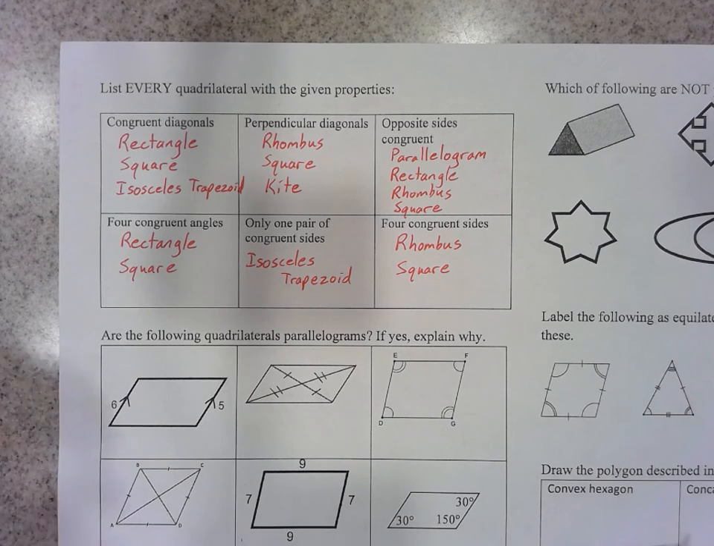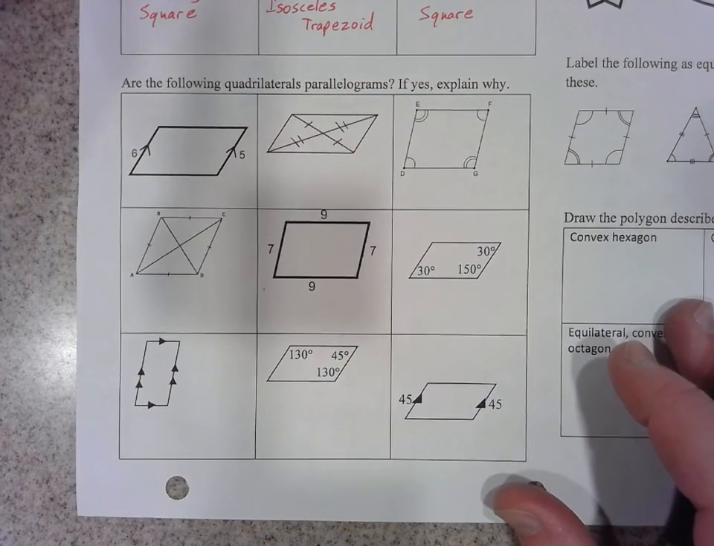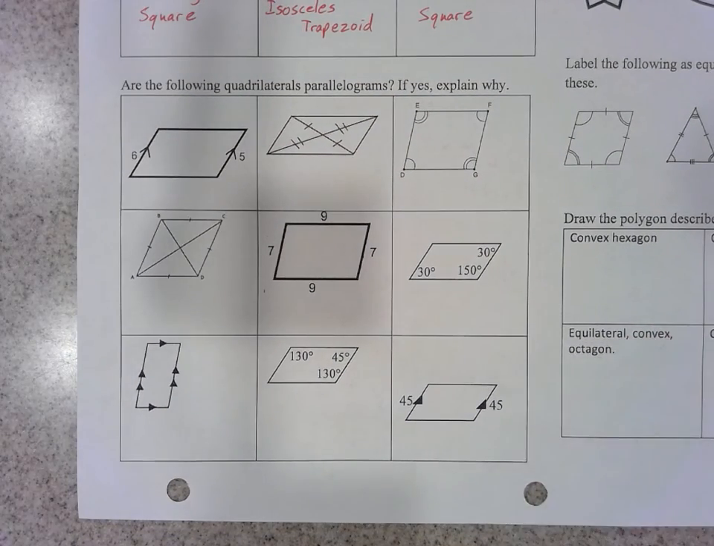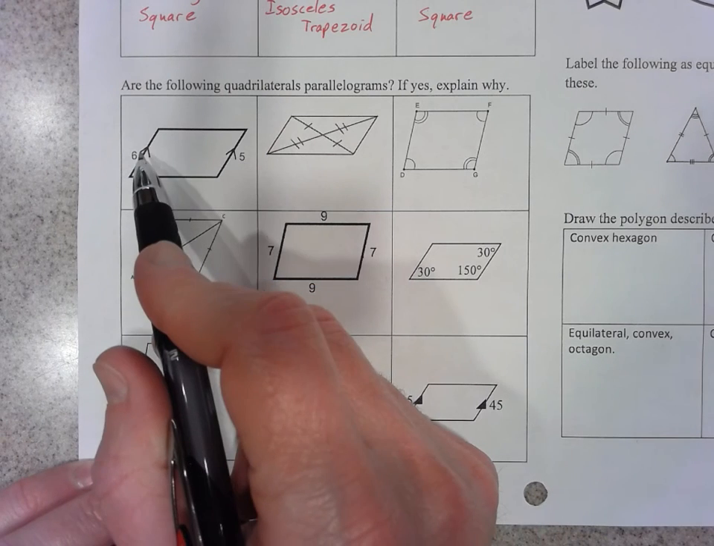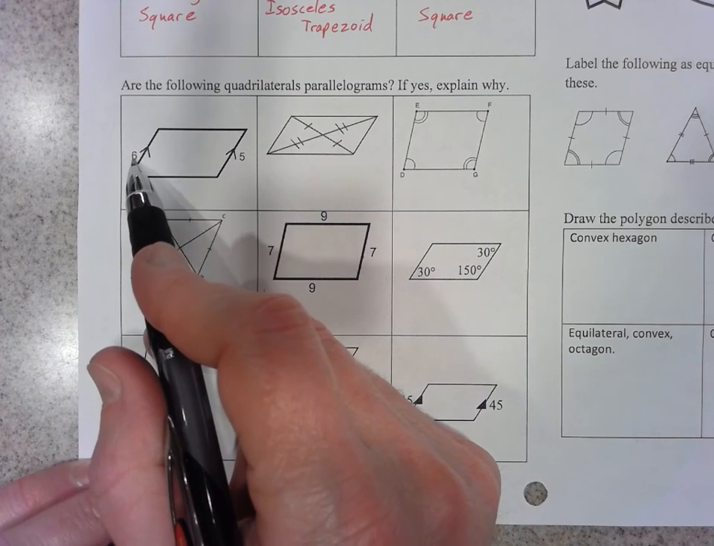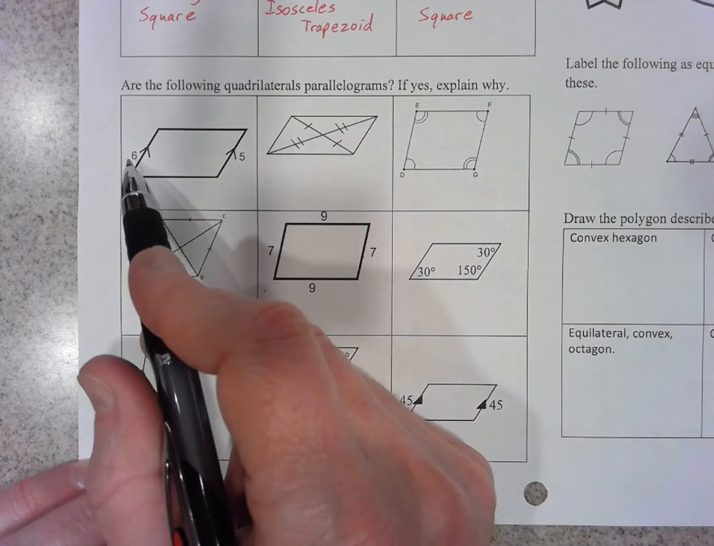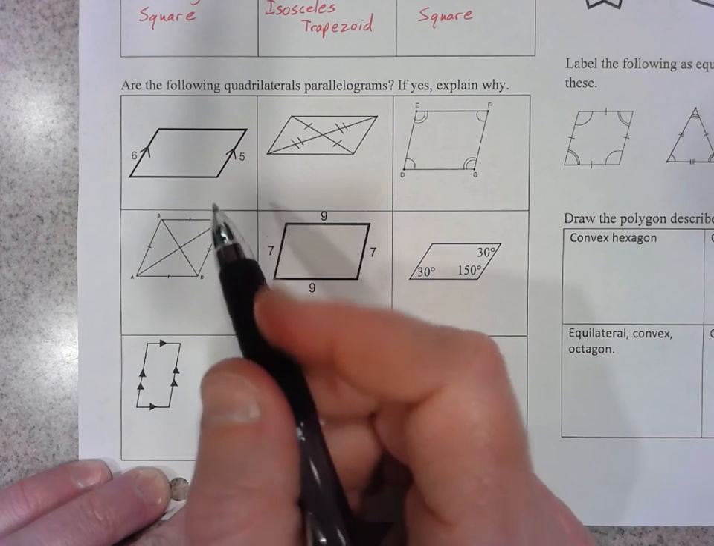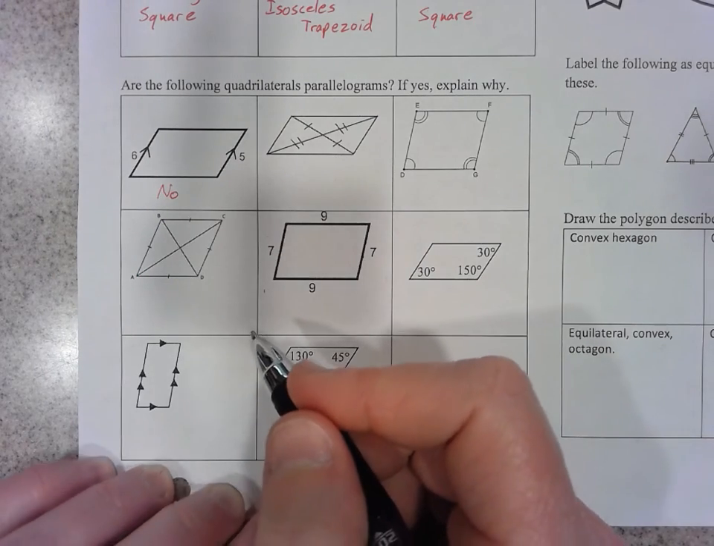Right, next set. Are the following quadrilaterals parallelograms? If yes, explain why. So in this first diagram, I see that one pair of opposite sides is parallel but not congruent. And so if those other opposite sides are not congruent, well then it is not a parallelogram.